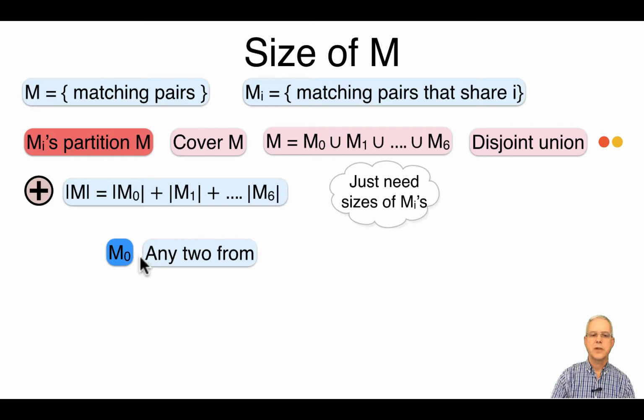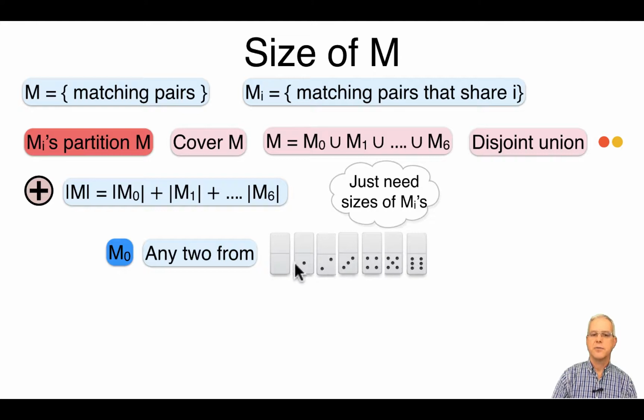So let's look at M0, for example. What is M0? It's a collection of all pairs that share 0, that have 0, both of them. So M0 consists of all pairs taken from these 7 tiles. For example, 0,0 and 0,4. Take this one and this one. It's a pair that shares 0. Take 0,5 and 0,3. They'll share 0. So M0 is just a collection of all pairs, all 2 tiles selected from these 7.